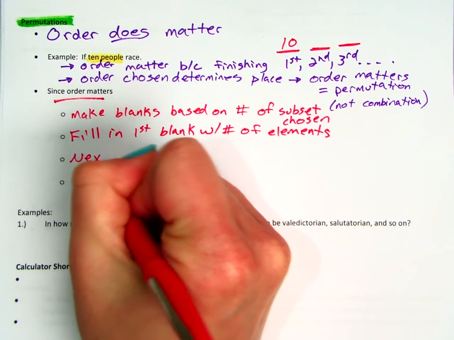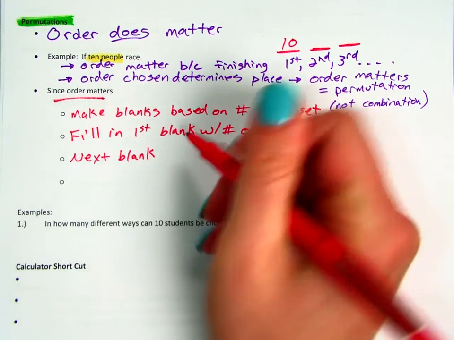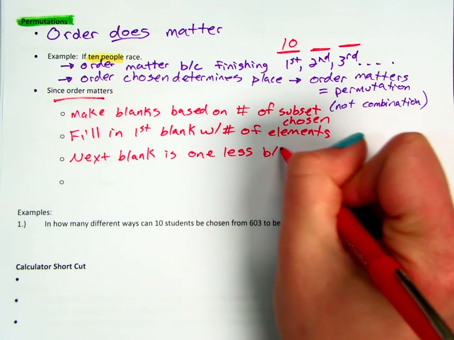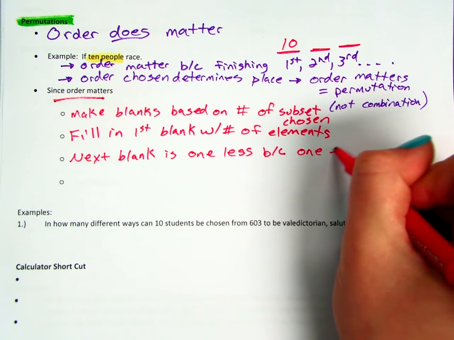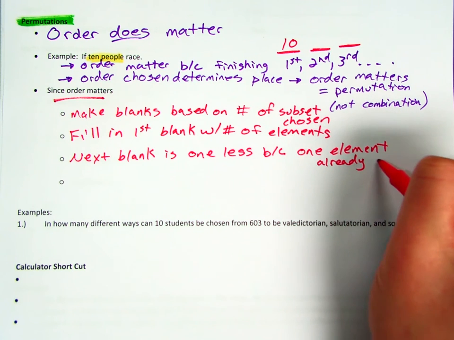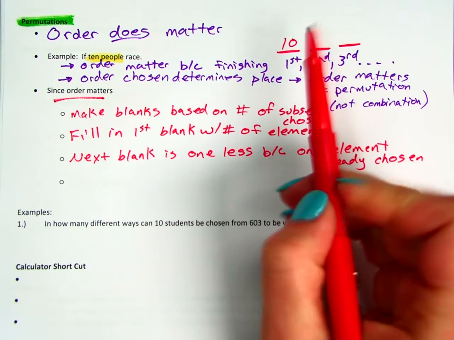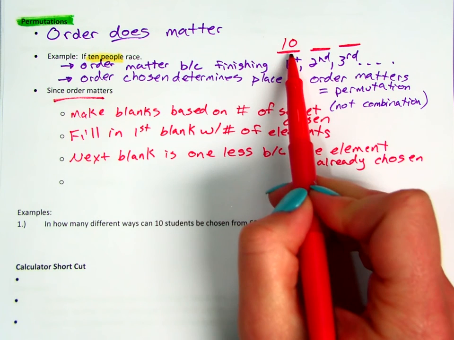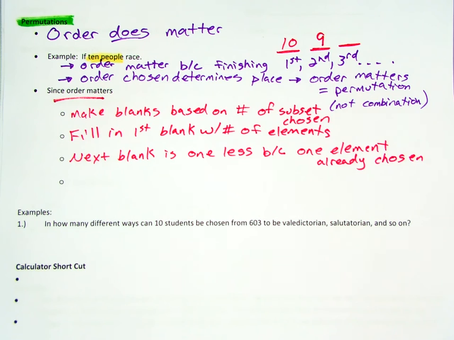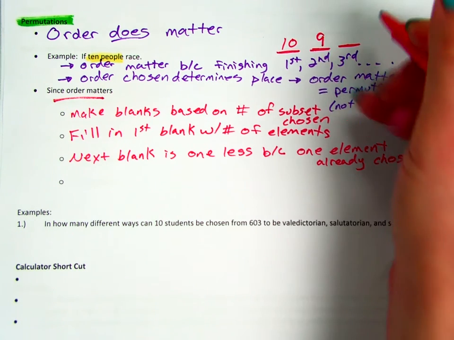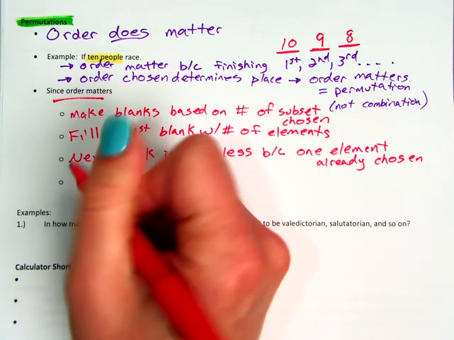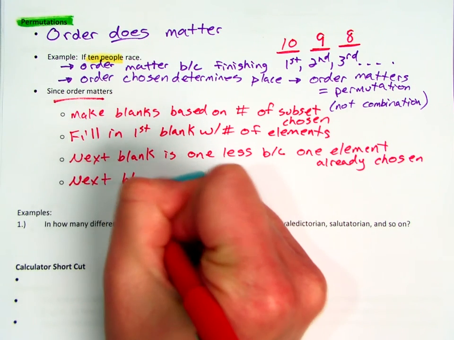Then the next blank is one less than that, because one element was already chosen. What I mean by that is this. If I chose my first place person, then I really only have 9 people left that can possibly finish in second. And now that I've chosen a first and a second place person, there are really only 8 people left to choose for third place. So the next blank is one less, and so on.